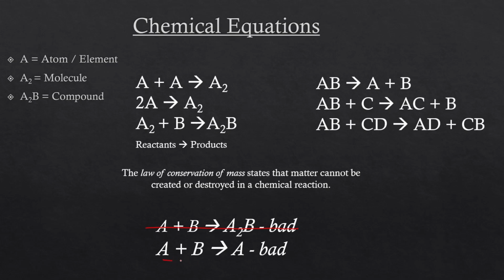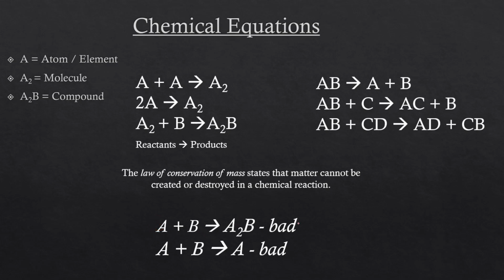Another incorrect example would be, say I'm putting in A and B, and I'm only getting out A. Well, what happened to B? I can't just get rid of that, right? It's somewhere there. So again, this is incorrect. And they're incorrect because they're not balanced, right? There's something wrong with these ratios. Either I need to put in maybe more of A, less of B or something.